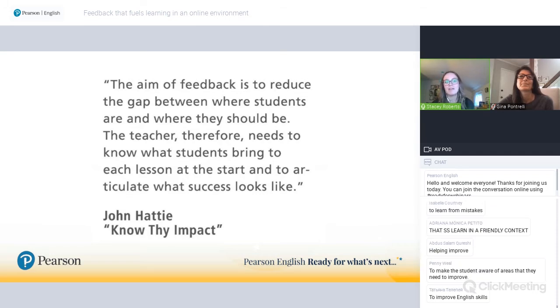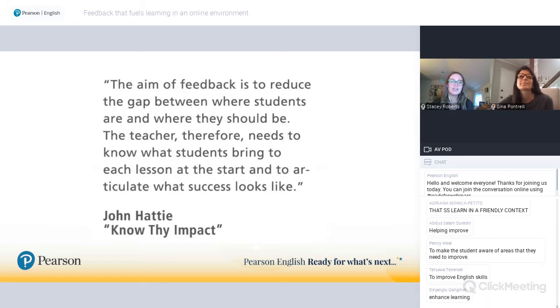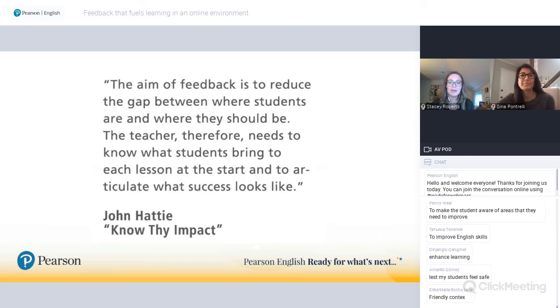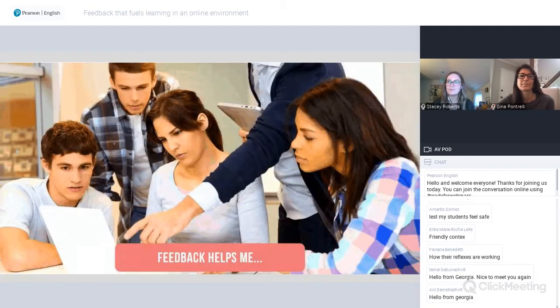So whilst we're thinking about what your goal for feedback would look like, let's have a look at this idea from John Hattie, a researcher in education. The aim of feedback is to reduce the gap between where students are and where they should be. The teacher, therefore, needs to know what students bring to each lesson at the start and to articulate what success looks like. So reflect on what you think your goal would look like, and is it in line with Hattie's? If so, how? If not, what is different?